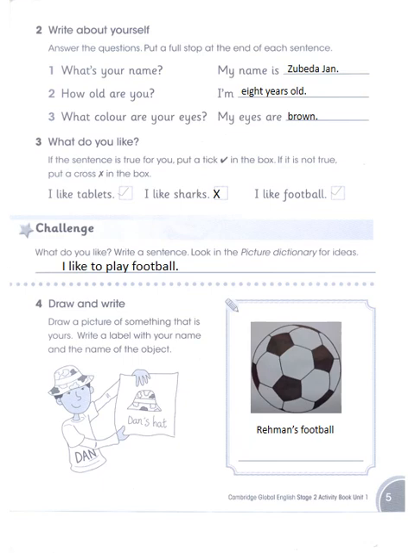Now you have done that, you know how to tell your name, you know how old you are, you can say what color your eyes are, right? And then, what do you like? Then you have written all the answers to that, and then you have accepted a challenge and written a sentence, and then you have drawn and written, right? You have drawn a football and written it. Now I'll teach you how to draw a football, right? Okay, now we will see how to draw a football on a paper.